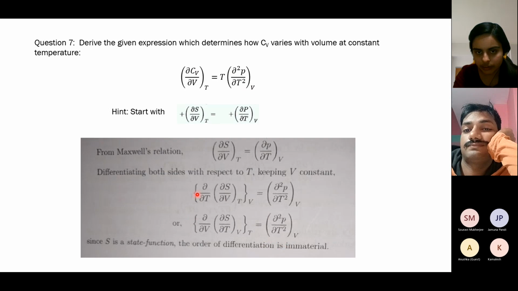Then again we use the relation that it's an exact differential, and we interchange the order, and we can replace this term by CV, and this is what we get. So it's good to remember this, or remember how to derive these relations. It comes quite handy in solving questions.